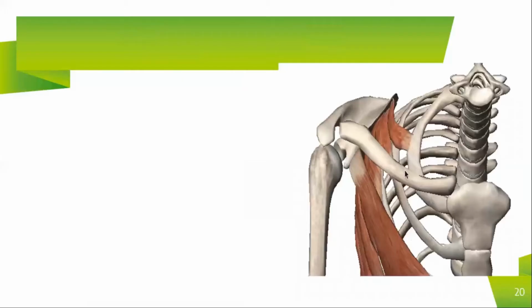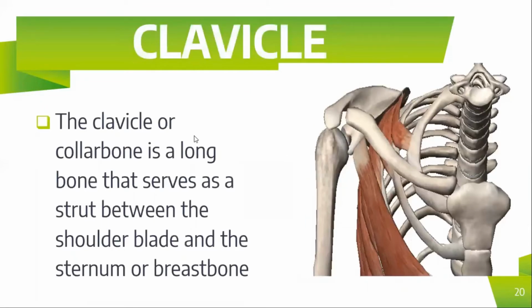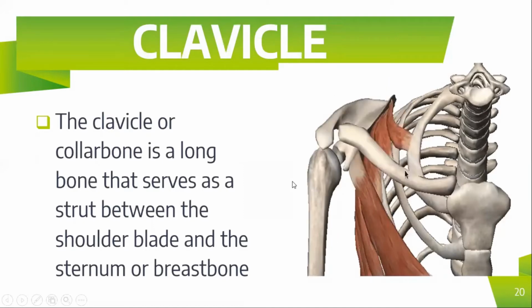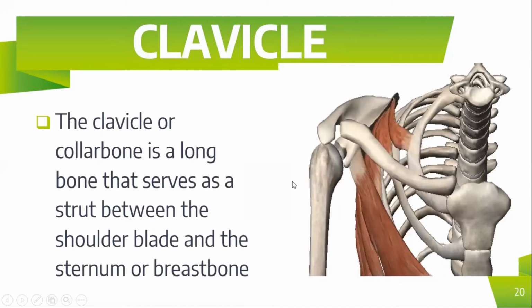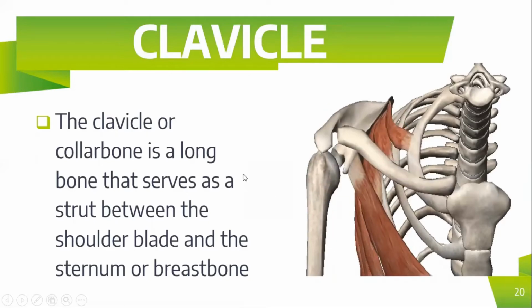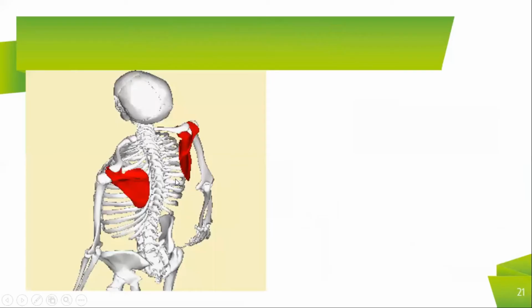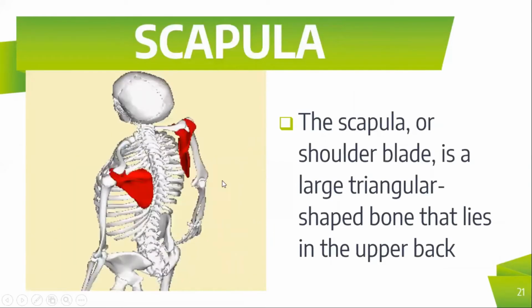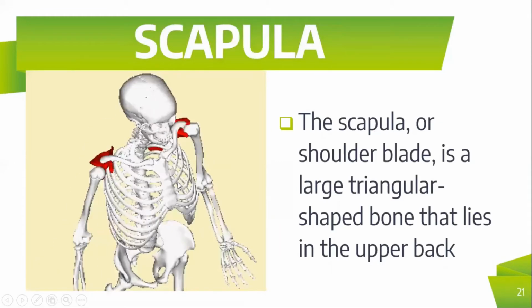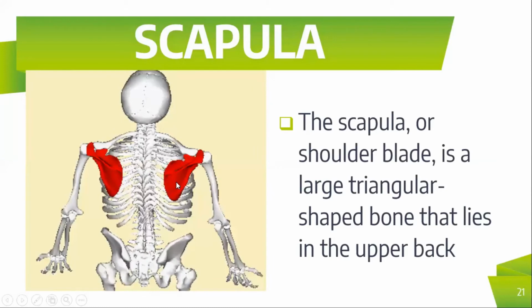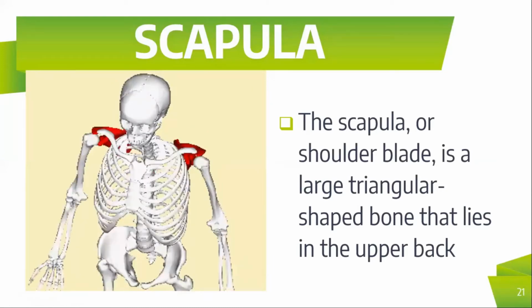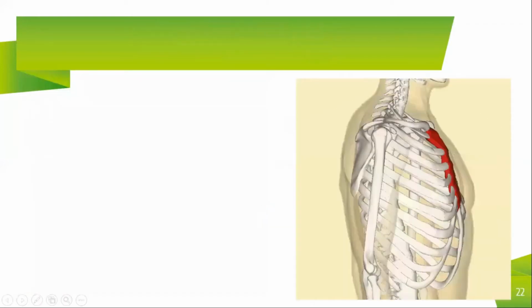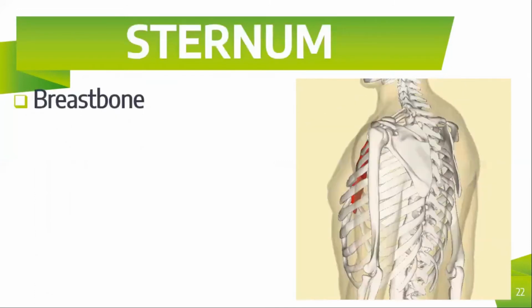Another bone is the clavicle or the collarbone. This is the collarbone. It is a long bone that serves as the strut between our shoulder blade and the sternum or breastbone. Next, this red colored one is the scapula, also known as the shoulder blade. It is a large triangular shaped bone that lies in the upper back.